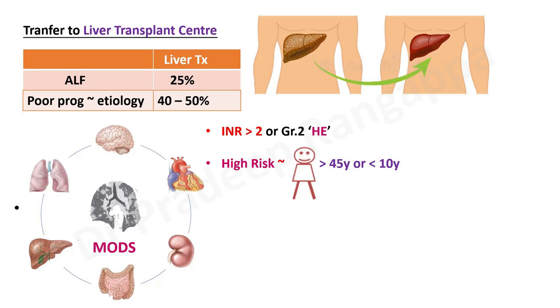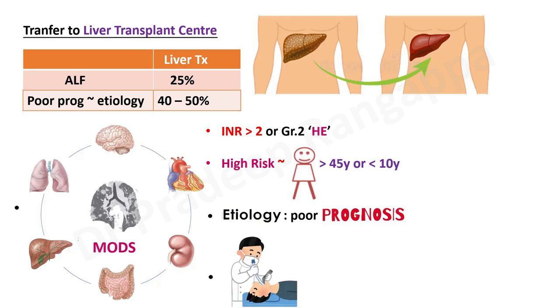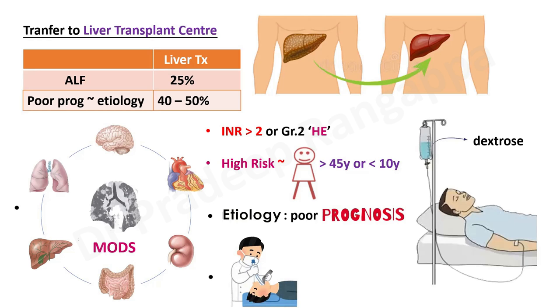Or high-risk patients who are more than 45 years or less than 10 years. They also should be triaged to be sent to a liver transplant center. Or where etiologically you know the prognosis is going to be poor, like non-paracetamol-induced liver dysfunction, halothane-induced liver dysfunction, or hepatitis like herpes simplex induced liver failure. Anywhere you foresee a poor prognosis, they should be sent to a liver transplant center. When they are being shifted to liver transplant, even with grade 2 hepatic encephalopathy, one needs to take precautions, as progression to grade 3 and grade 4 compromising the airway may be much faster. It is desirable that they are intubated and the airway secured before they are transferred to the liver transplant center.